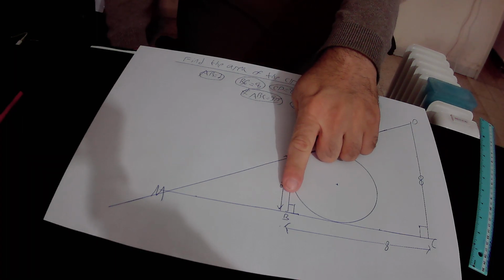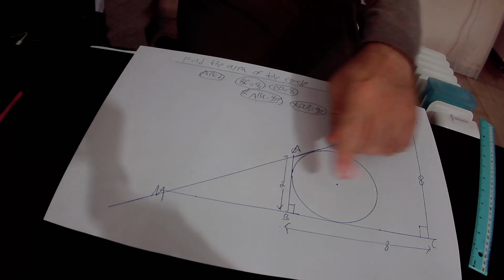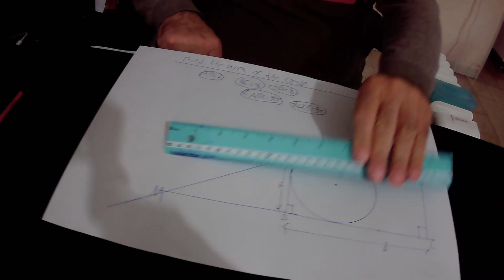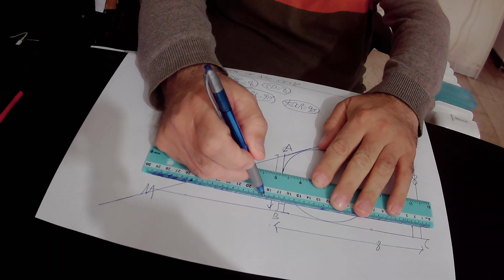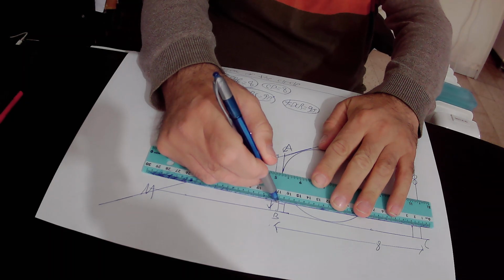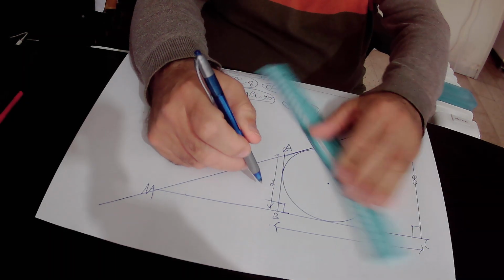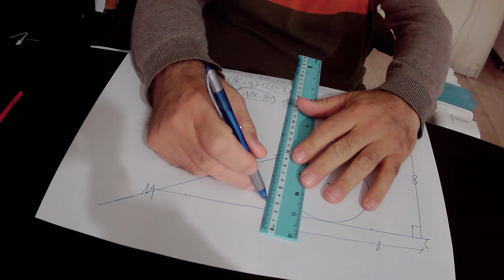Therefore the missing angle here must be equal to 90 degrees. Angle ABM must be equal to 90 degrees. In order to complete the sum of the angles from the upper side of CM at point B to 180 degrees, the missing angle here must be equal to 90 degrees.